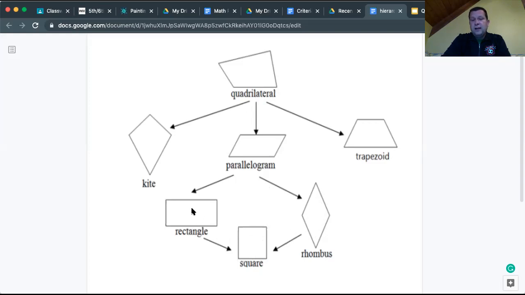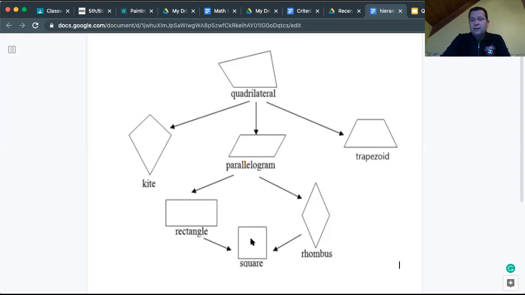A rectangle has two sets of parallel sides and four right angles. Does a square have that? Yes. So a square is also a rectangle. And guess what? It is also a parallelogram. It is also a quadrilateral. It is also a polygon.